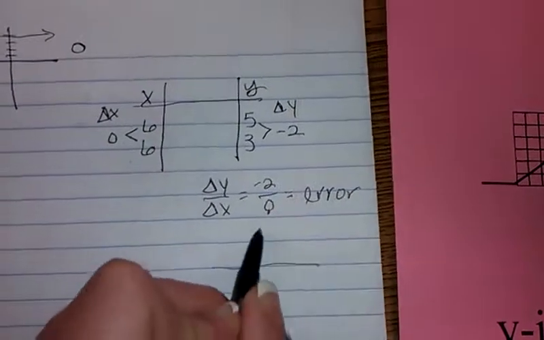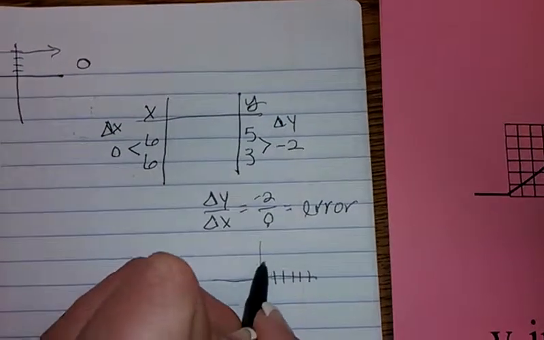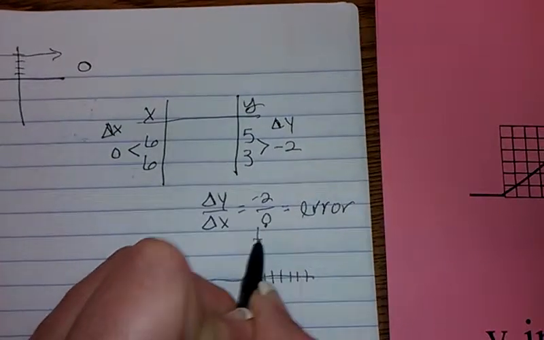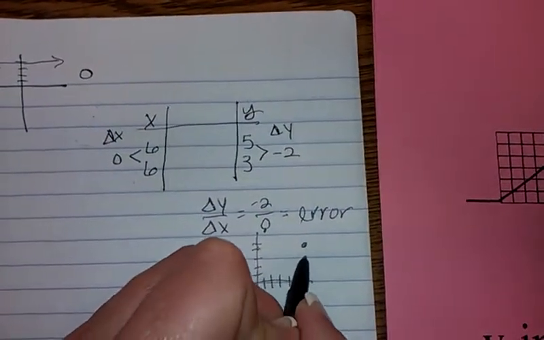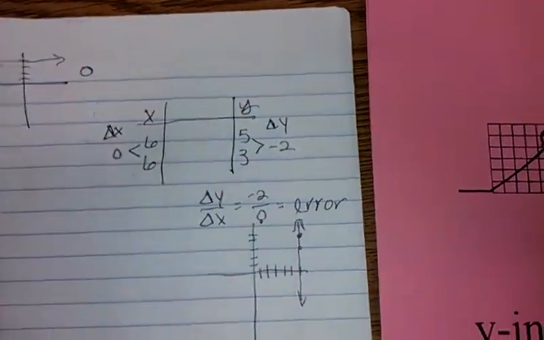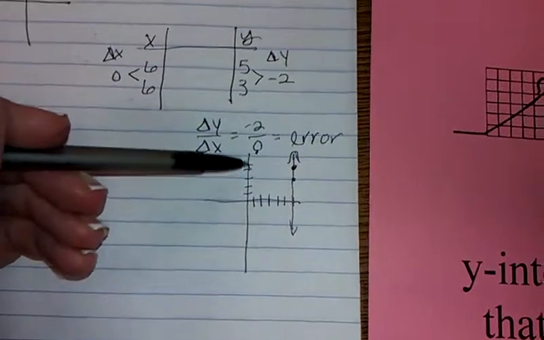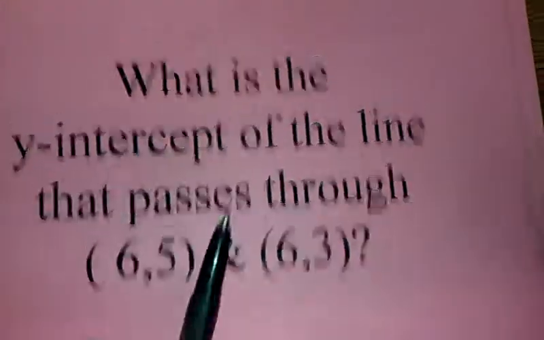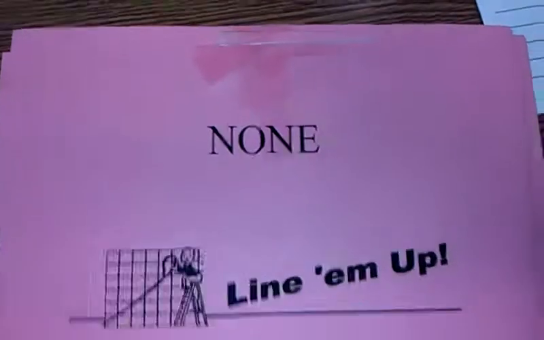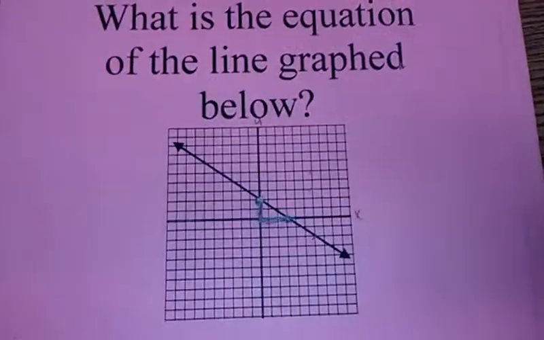If I went and I graphed these, (6, 3) and (6, 5), look at my line. It's a vertical line. Does it have a y-intercept? Does it cross the y-axis? No, it does not. So when it says, what is the y-intercept? It is none. So I find the card that says none, and then I'll go here and I'll say, what is the equation of the line graph below?